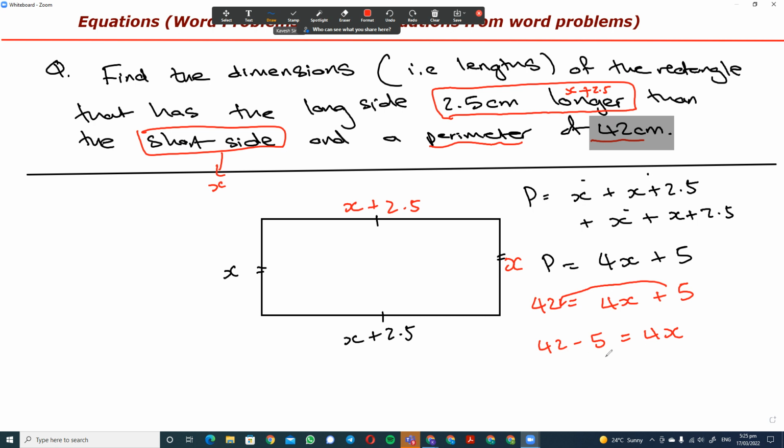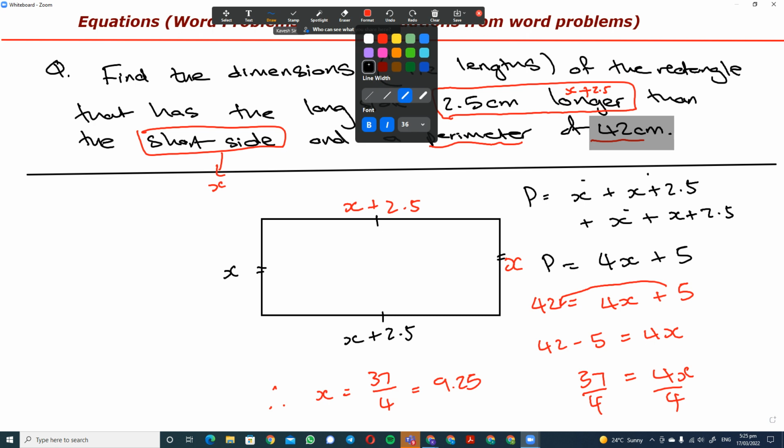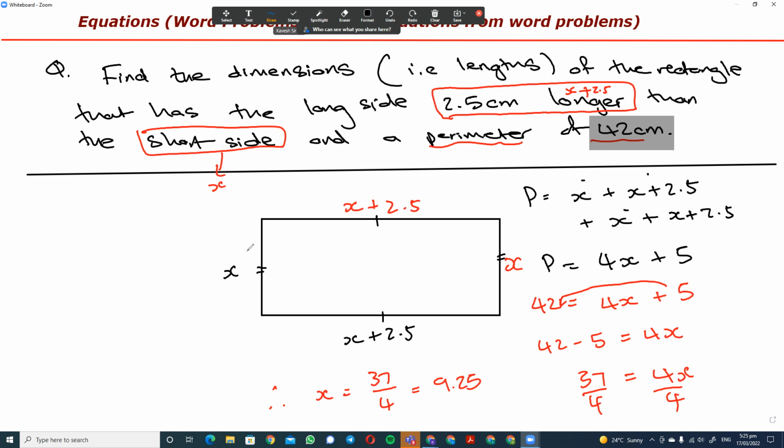42 minus 5 gets you 37. All right. And I got now 42 minus 5, which is going to give me 37. And I'm now going to divide that by 4 on both sides. And so therefore, I can see x is going to be equal to 37 over 4, which is going to be 9.25. Now, you can get decimals as an answer. That is highly possible. So you'll see this is going to be 9.25.